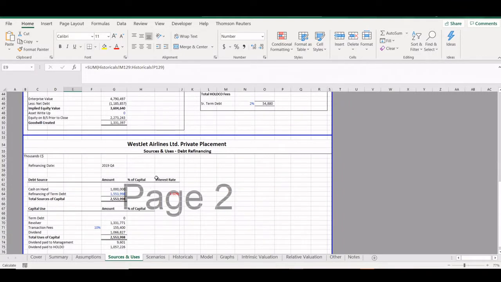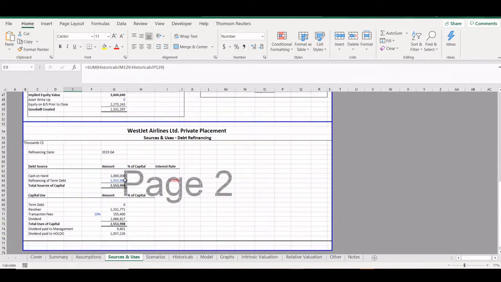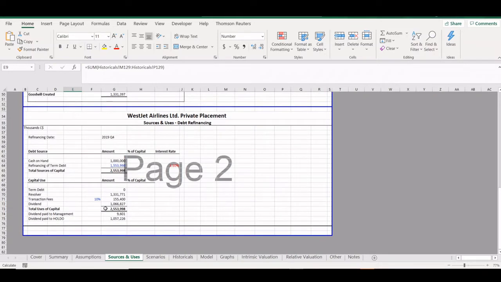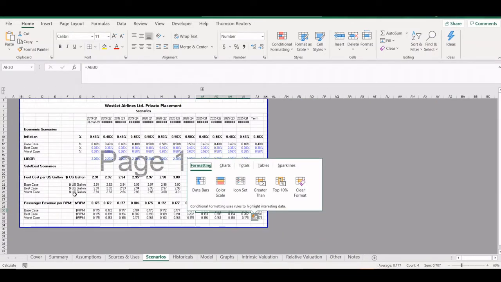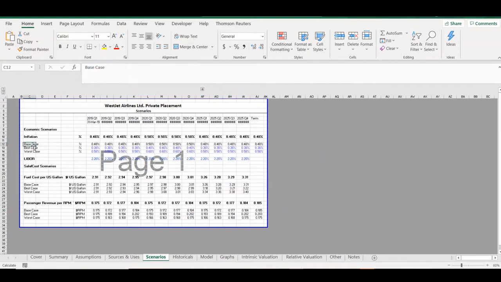The refinancing debt: debt is refinanced at a certain time in the forecast period, and dividend recapitalization is built into the model. The scenarios tab has best, base, and worst case scenarios for economic inputs, as well as sales and cost inputs to the model.